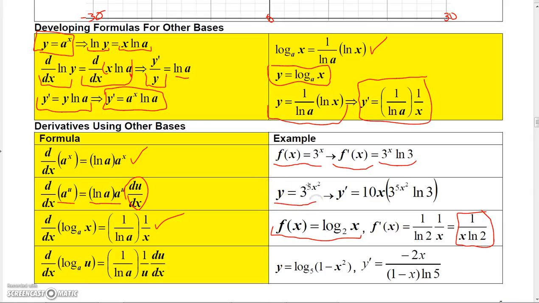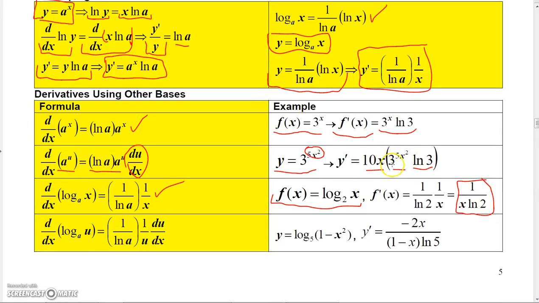Here I have a to the u, where u is 5x squared. So the derivative would be 3 to the 5x squared times the natural log of 3, and also times the derivative of 5x squared. And remember, 10x is the derivative of 5x squared. Now, the order in which you write these is not really that important, but just be careful with this exponent that you don't get it caught up with one of these other factors. So 10x times 3 to the 5x squared times the natural log of 3 is the answer.